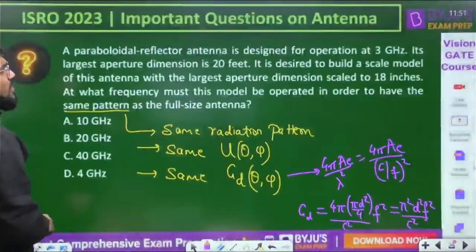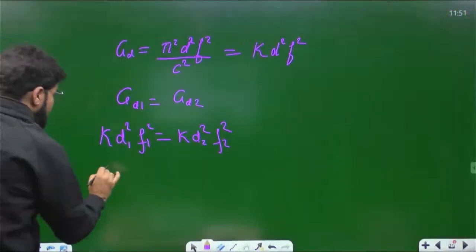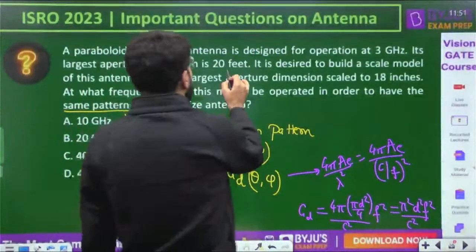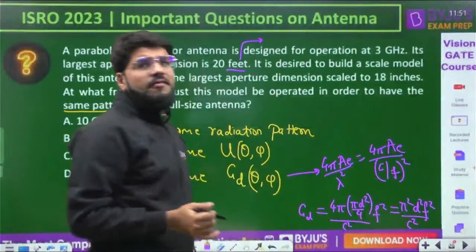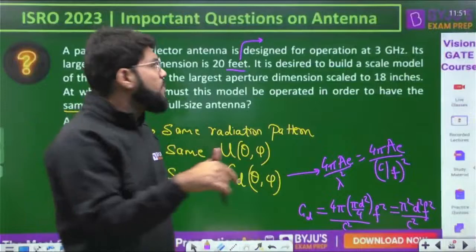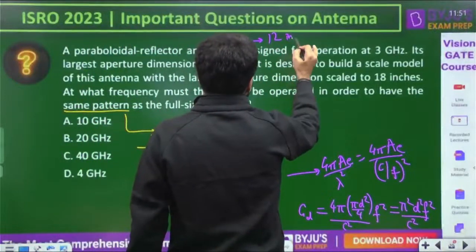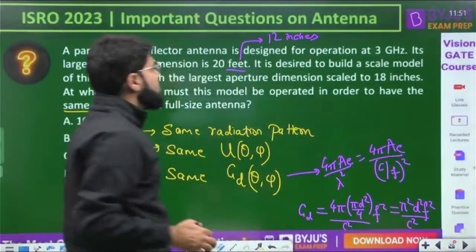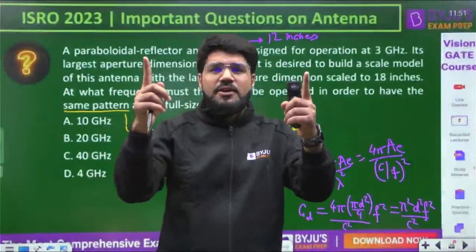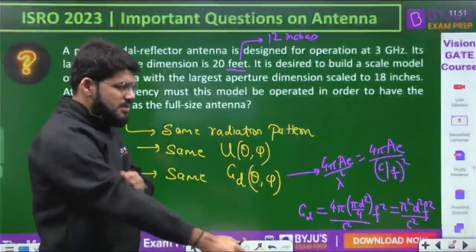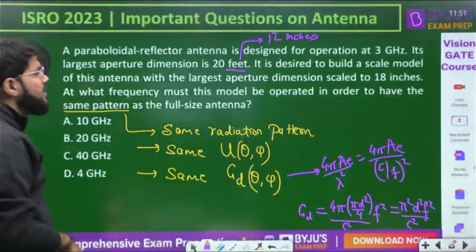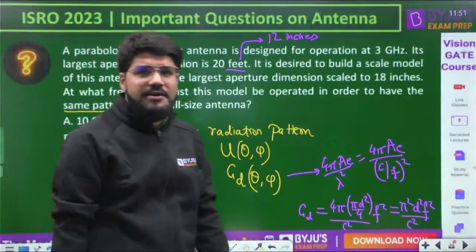K will cancel. What is the first diameter? 20 feet. Remember, this one is 20 feet. Next one is in inches. So how much is a feet equal to? 1 feet, like the large wooden scale you have. What is 1 feet? 12 inches. The wooden scale, recall it and you can always remember that 1 feet is 12 inches.